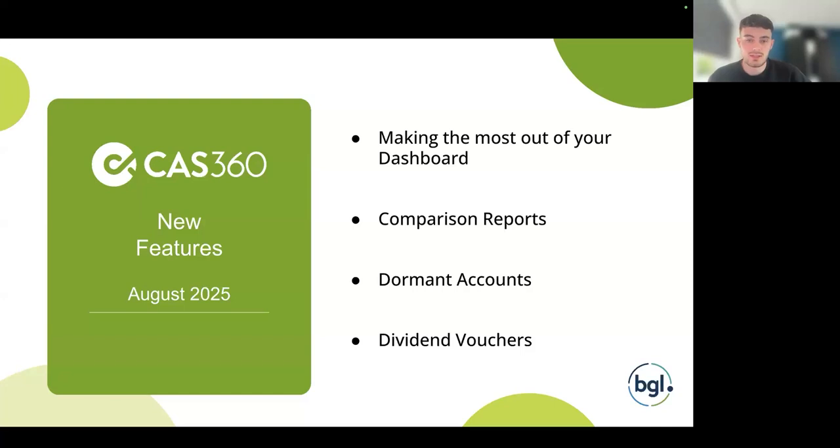Then on to some newer and fresher updates that have gone live as early as this month. These include dormant accounts. We'll show you where to find these, how to prepare these and how to get them signed, as well as all the access and ways of preparing these within CAS 360. And then we'll do something very similar with the dividend vouchers as well. Following this, we'll have 4 or 5 minutes at the end directed towards a Q&A session.